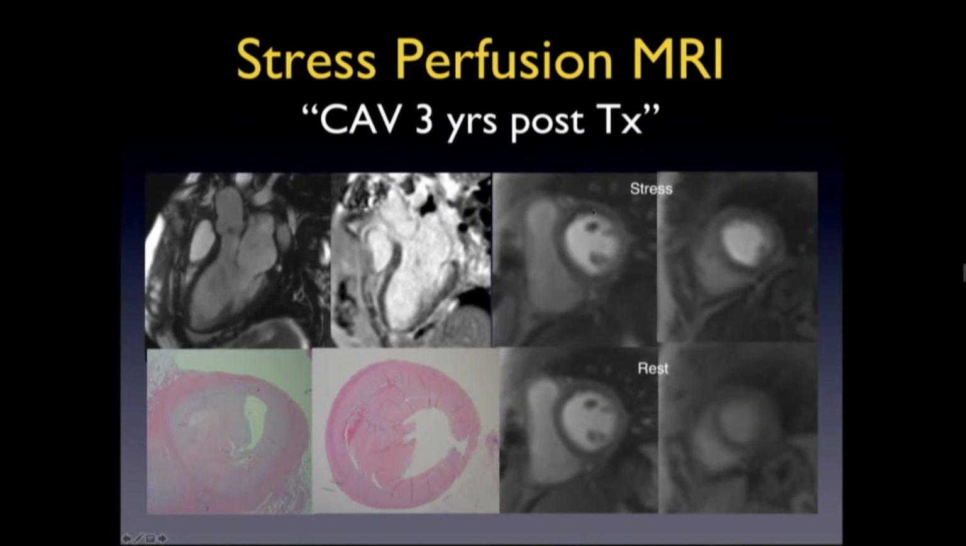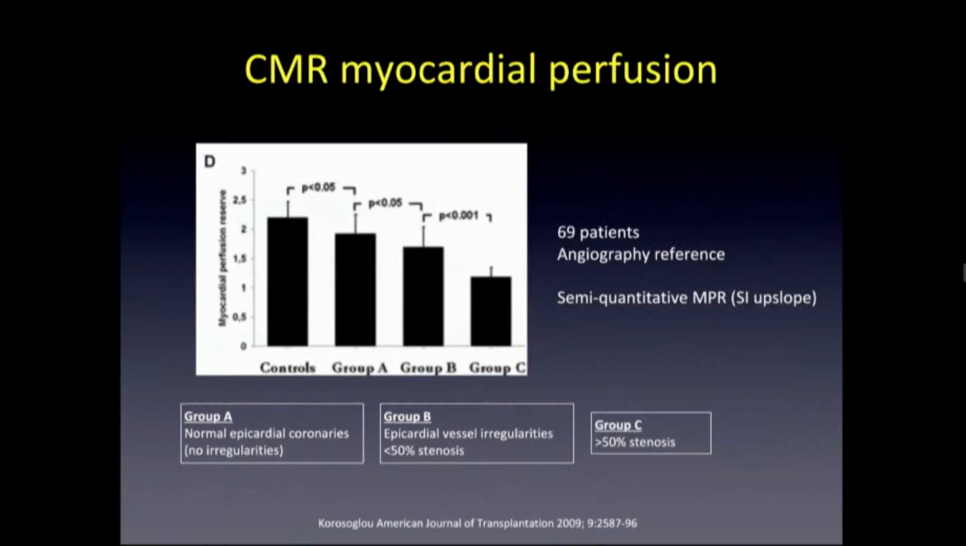When you look at the stress images, there is a defect here in the anterior distribution that does go away at rest, but again, is not really dramatically visible, I would say, but it is abnormal. And it was detected on stress perfusion MRI.